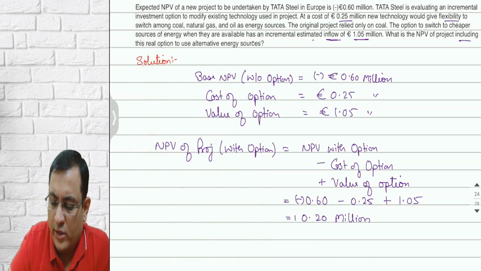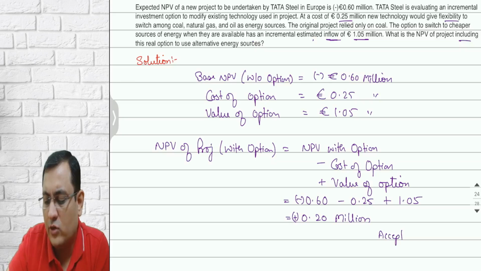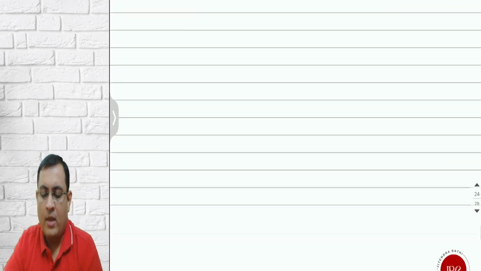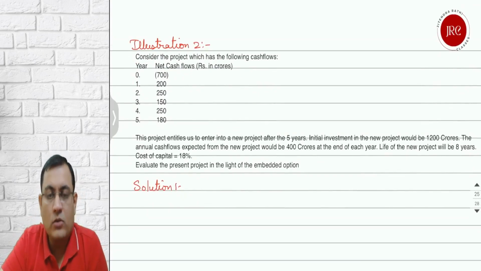So it means we should be accepting the project, if this option is available. Illustration 2: consider a project which has the following cash flow. There is an original project where the cash flow at T0 is negative 700, bracket means negative 700 crore rupees. It is for 5 years, which is going to generate positive cash flows.